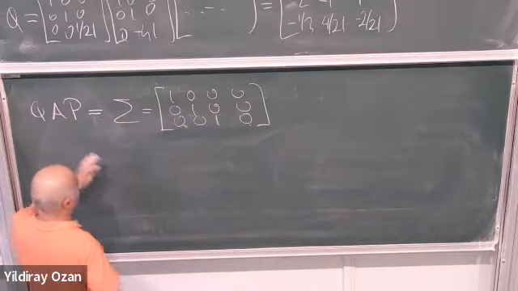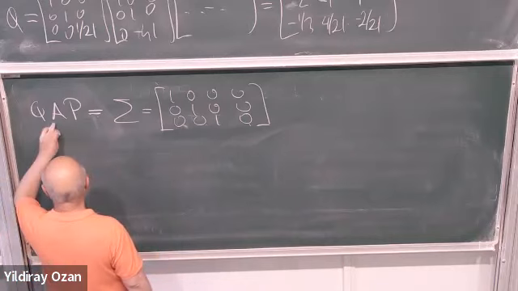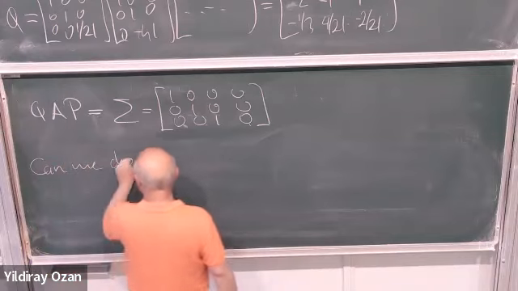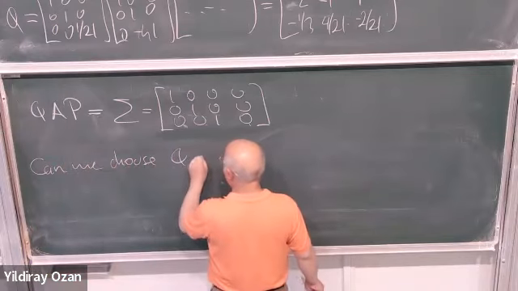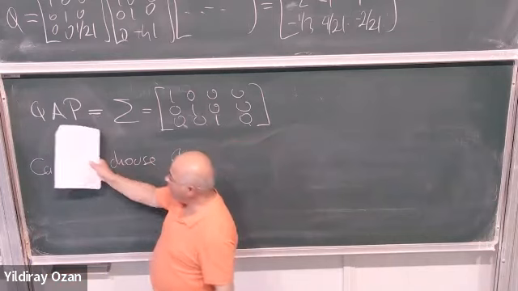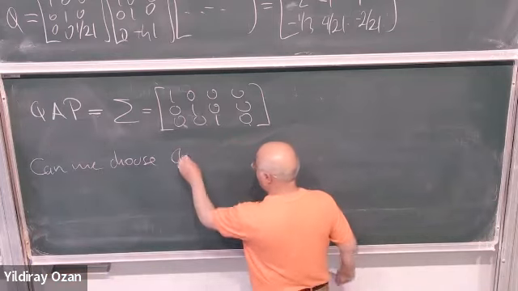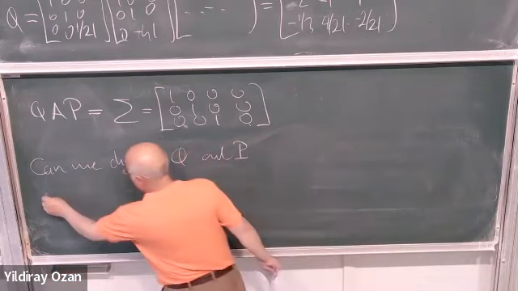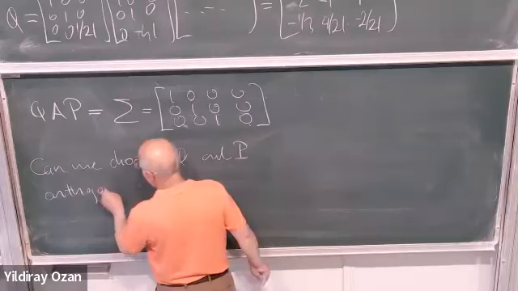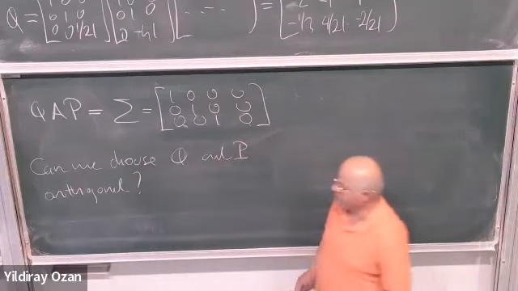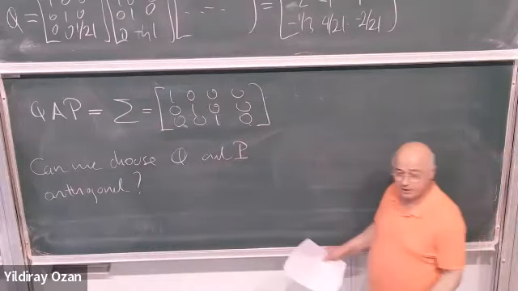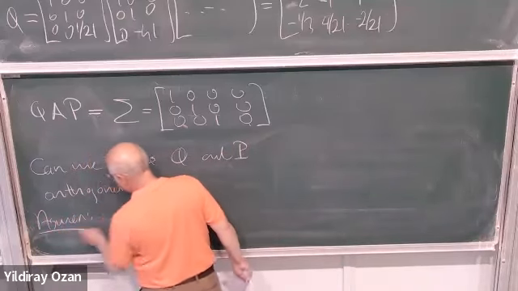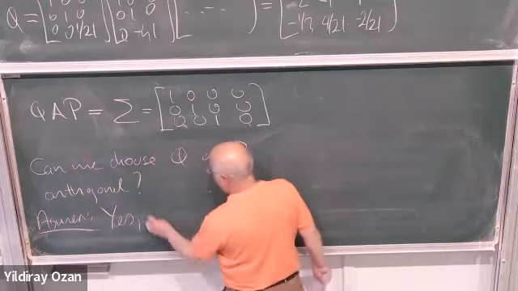We can ask something different. Can we choose Q? So this P and Q matrices are invertible matrices. Can we choose Q and P orthogonal? Okay, so that's the question. The answer is yes.